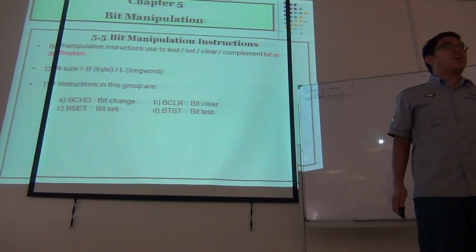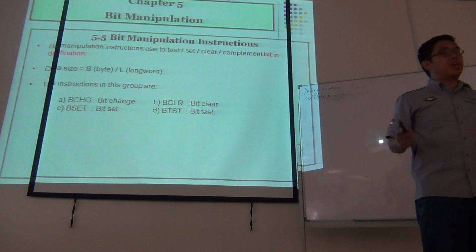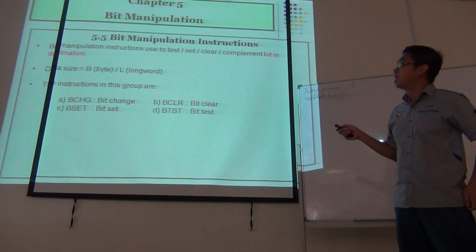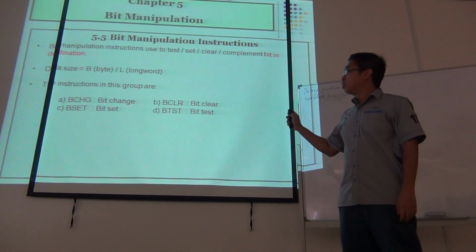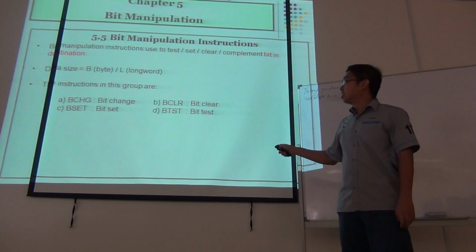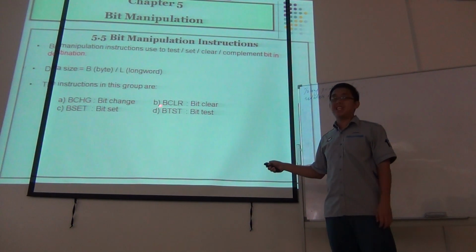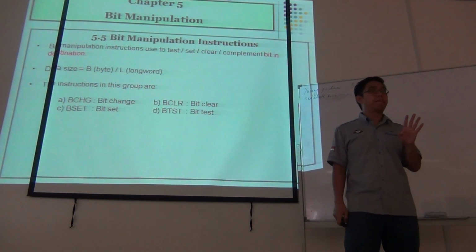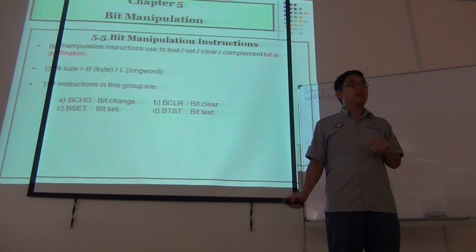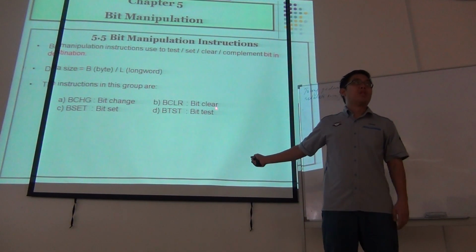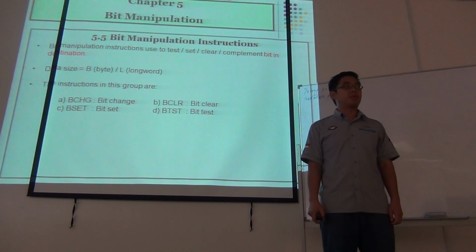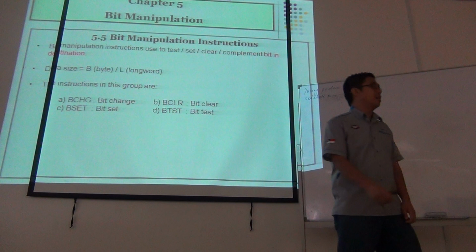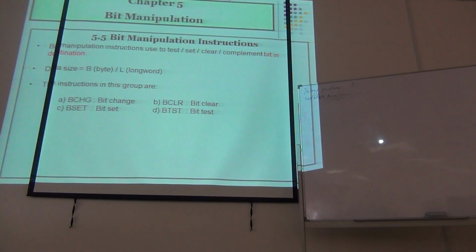So we have done so far on the rotates and the shifts. So we are going to the last one, which is the bit manipulation instructions, which is another 4. Bit change, bit clear, bit set, and bit test. Only 4 of them. All of this will look at the Z flag, which is in your CCR. This is very important. Let's look at it one by one.